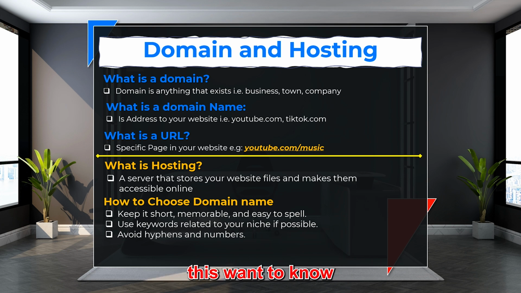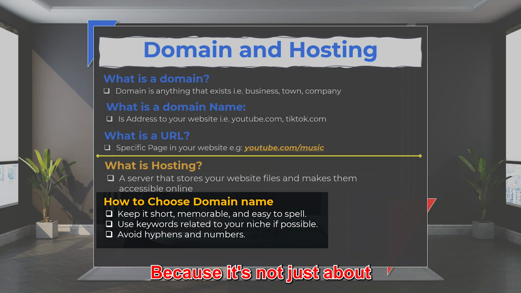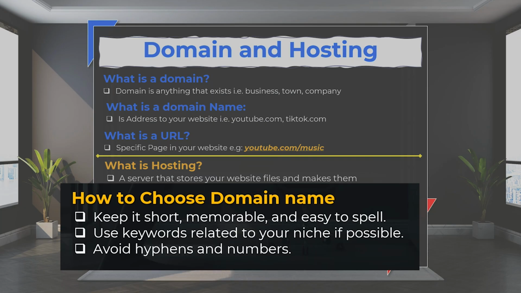But now we also want to know, how can we choose a domain name? Because it's not just about waking up and choosing. There are a few factors that you need to consider before choosing a domain name. First of all, you need to keep it short, memorable, and easy to spell, because this helps in SEO. If I talk about SEO one day, I will make a video about it. SEO is just like search engine optimization. So when somebody types something, it's able to locate your business.